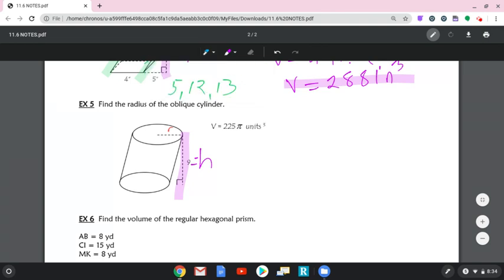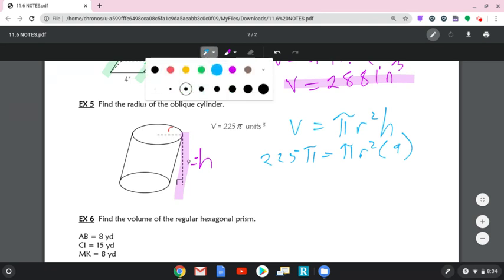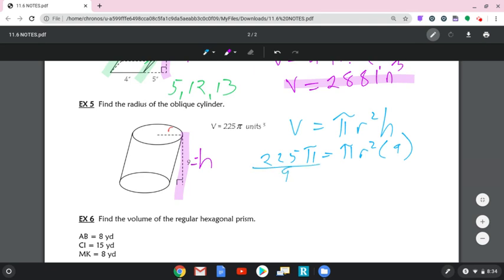So I know the volume formula states it's volume equals pi r squared h. So in for V, I can put 225 pi. And then I have pi, I don't know r, but I know h is 9. So I can now solve for r. How can I do that? So what I can do is I can divide both sides by 9 pi.